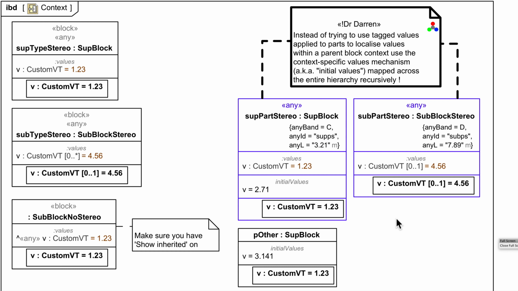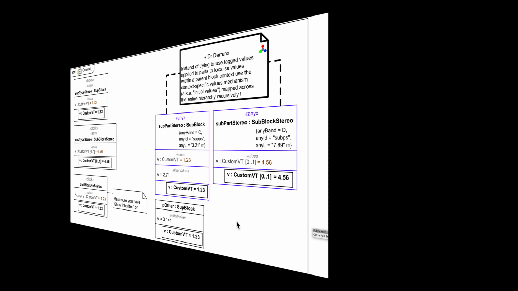There. We have different values for V for different parts within that context, rather than trying to get values in this sneaky way using tagged values. That's the SysML way, and it works across a complex, large hierarchy.